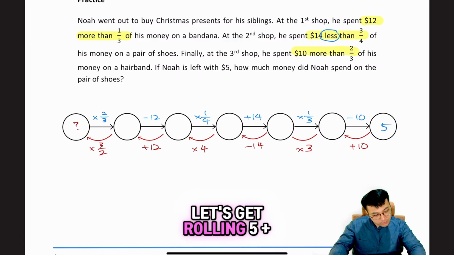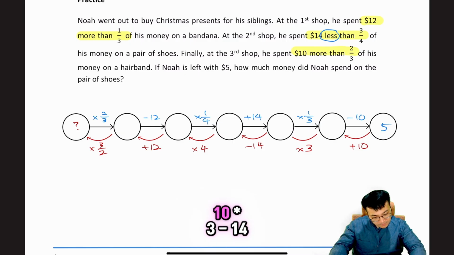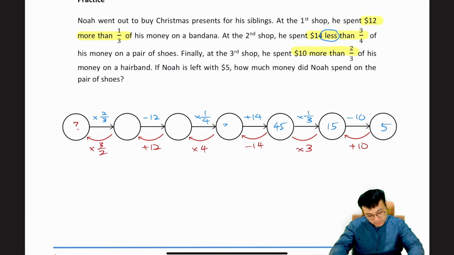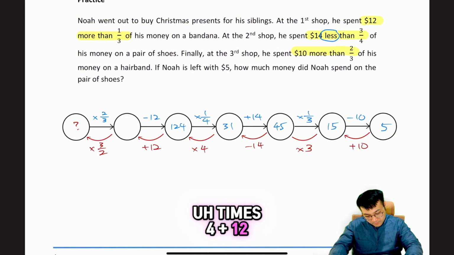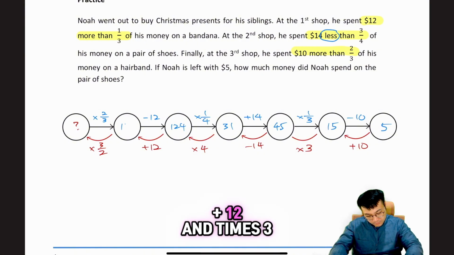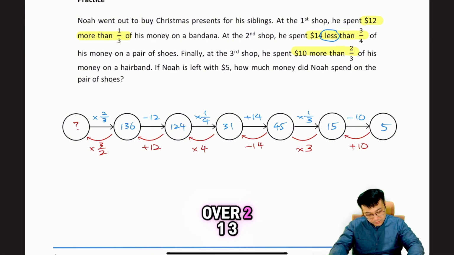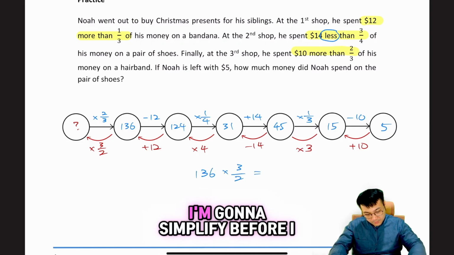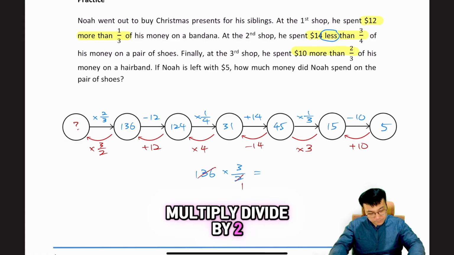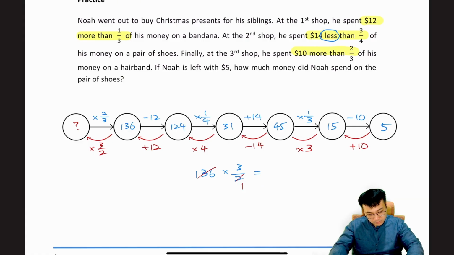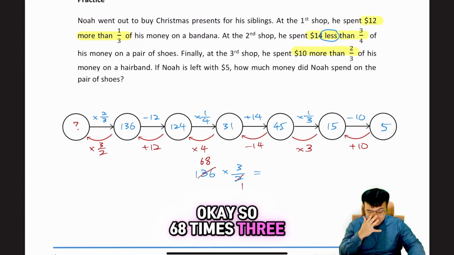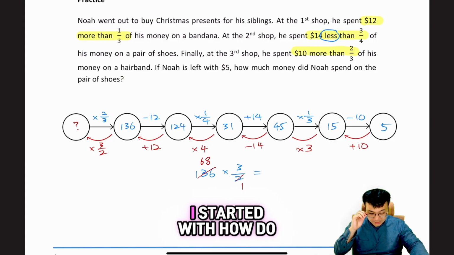Let's get rolling. 5 plus 10 times 3 minus 14 times 4 plus 12 plus 12. And times 3/2, 136 times 3/2. I'll do a little bit of workings here. I'm going to simplify before I multiply. Divide by 2, divide by 2. Okay, so 68 times 3. That will give me the original amount of money I started with.